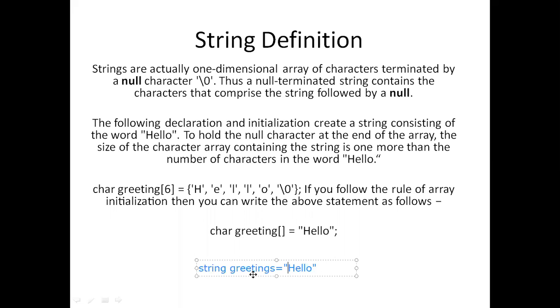When I declare something like string greetings, a character array of greetings will be created. In that one, HELLO will be stored, followed by the last character as \0. That is the null character. So this is a string. In one word, what I can tell is a string is nothing but a one-dimensional array of characters terminated by a null character, \0.